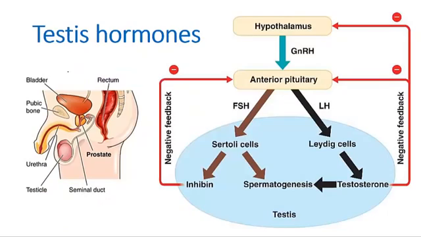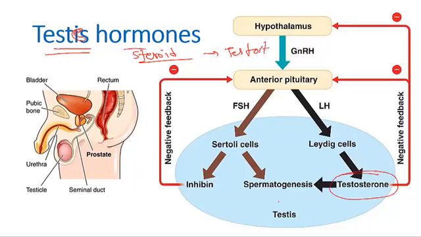Now if you go to the testis, which is another type of gland, the hormone secreted here is also known as the sex hormone of male, and these hormones are also steroid type hormones, and in this case they produce the hormone testosterone. Along with that they also produce inhibin, just like the ovary. Inhibin is a peptide hormone that is also secreted by the testis.